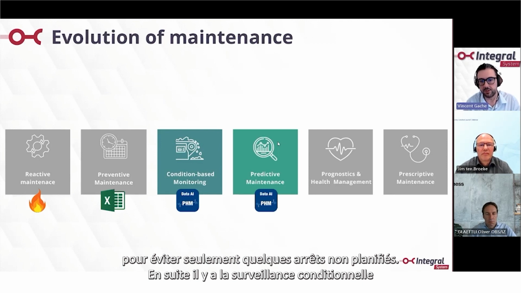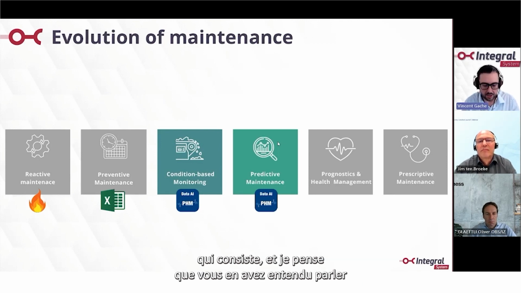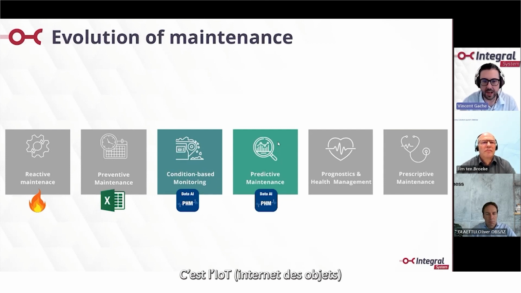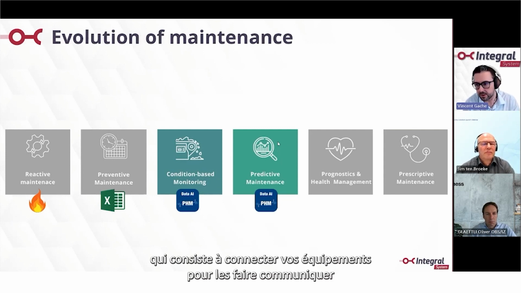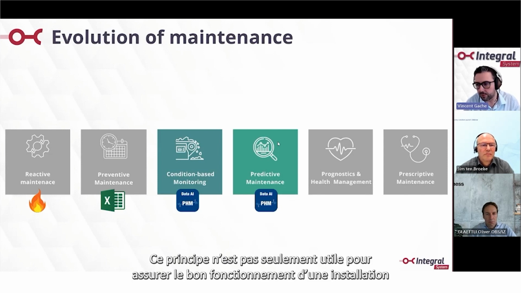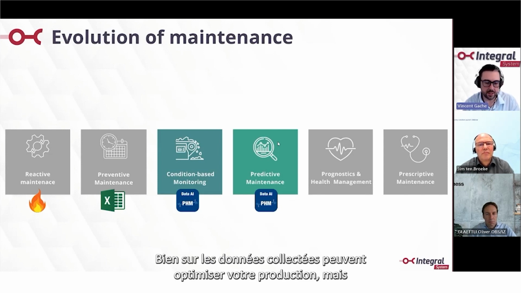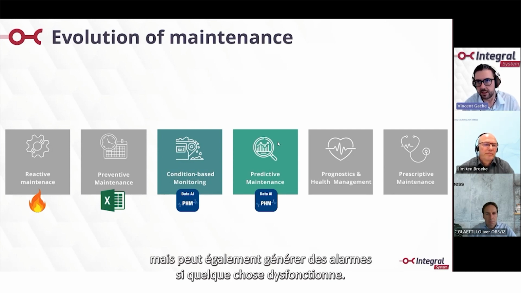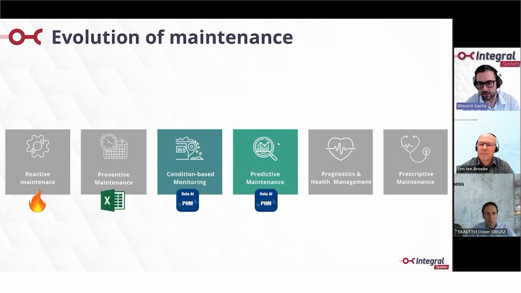Afterwards, you have condition-based monitoring, which I'm sure you have heard about. It's IoT, so you connect your equipment and make it communicate to another system, which can send you alarms if something goes wrong. Of course, it can help your production line, but it also can send you alarms if something goes wrong.